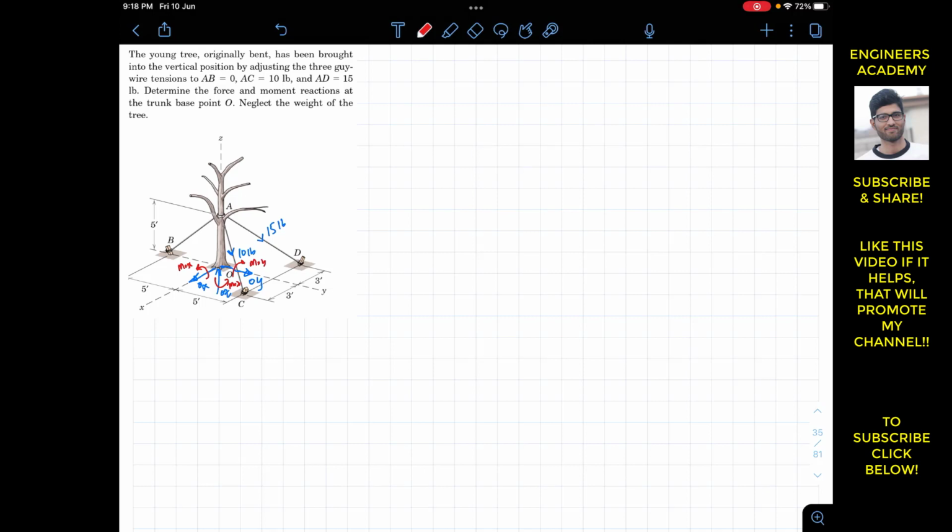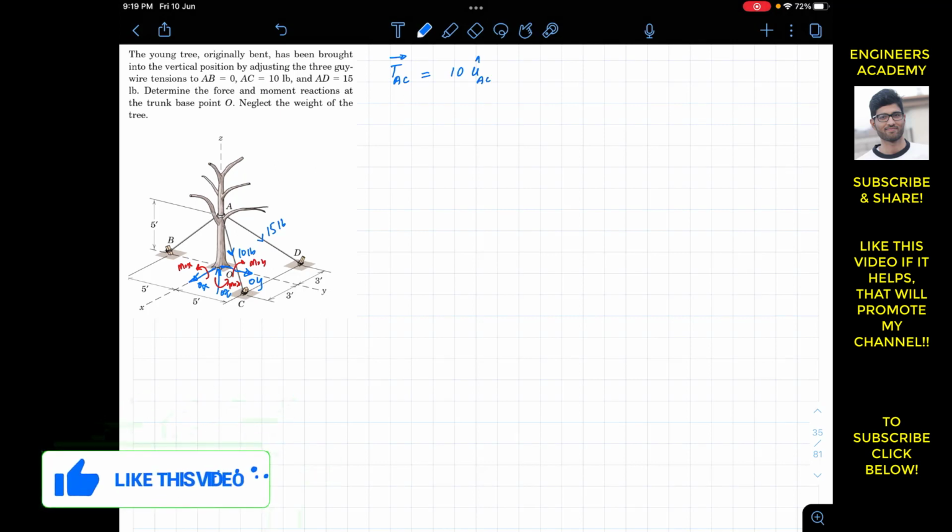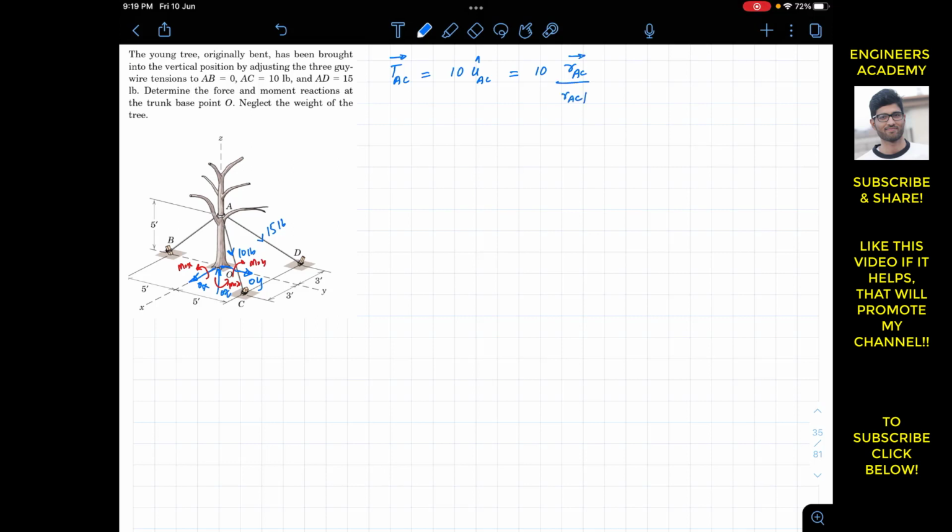Now to solve this problem, first of all we have to represent these tensions as Cartesian vectors. So we have to write the tension from A to C as the TAC vector, and this TAC vector will be equal to its magnitude times the unit vector. TAC has a magnitude of 10 pounds, and we have to find the unit vector from A to C since it is acting from A to C. So this is 10 multiplied by the position vector from A to C divided by the magnitude of that position vector.